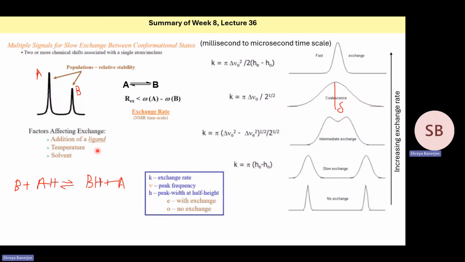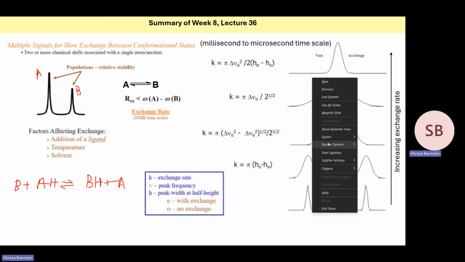Now, there are different factors that can affect exchange. If you increase the temperature, the rate will increase. And then in different solvents or on addition of ligands, the rate can be affected. Basically, the exchange rate is often defined. So if the exchange rate is less than the frequency difference of A and B. So this is the frequency difference.